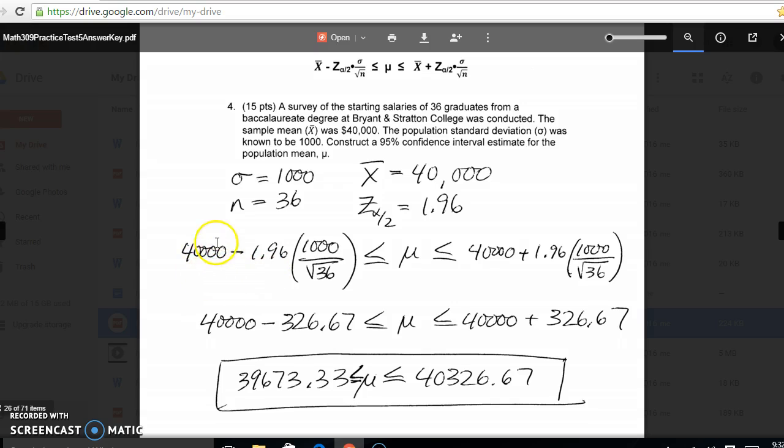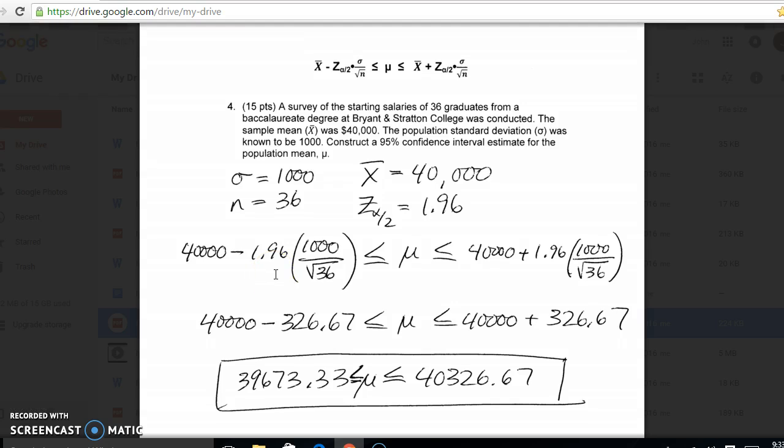X bar is 40,000 minus, you have your value for Z, 1.96 times, and I put this in parentheses, the sigma is 1,000 and the sample size is 36. And you need to take the square root of the 36. You need to remember to do that. It's not divided by 36, it's division by the square root of 36.